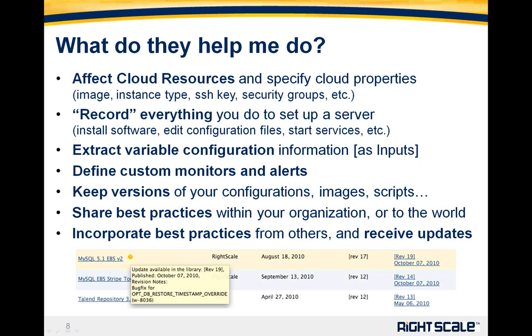You can extract variable configuration information. We call these inputs. So rather than bake any information like IPs or DNS names or anything like that into your images, you want to keep this all out of the images as much as possible. And that way, when you bring up a server, you can configure it just for what you need at that point. You can define custom monitors and alerts beyond the ones that we make available on our templates. If you have a particular thing that you need to monitor in your application, you can have that sent back to the RightScale platform, view it in the dashboard, and even trip escalations off of it. So if you need to spin up more app servers, for example.